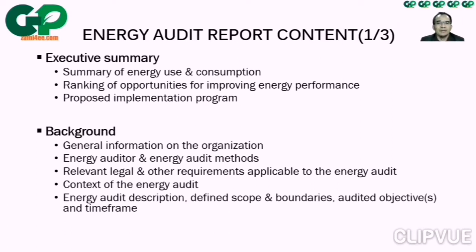So in the report, after the summary, they should have some kind of background information. The background information normally will cover some basic information about the building and also the installation owner, the building owner. For example, the age of the building, the size of the floor area, and then the occupants, the occupancy rate and all that. There is some basic information about the organization and also the building itself. And then information of the energy auditor.